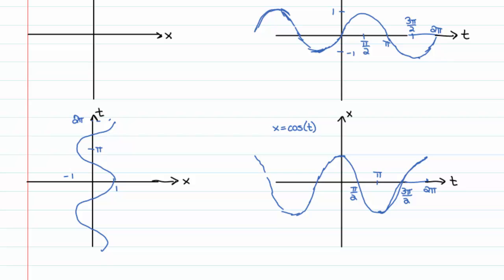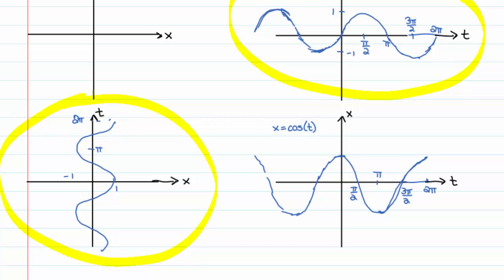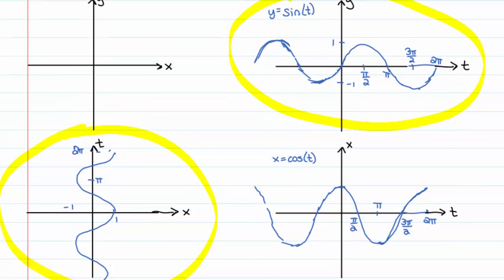Let me highlight them. I'll use these two curves, the y curve and the x curve, if you will, to graph the final graph here. And the way I'll do that is say, okay, well, time is equal to 0. Notice the y value is 0, but the x value is 1. That's when t is equal to 0. So I can read it directly from the graph.